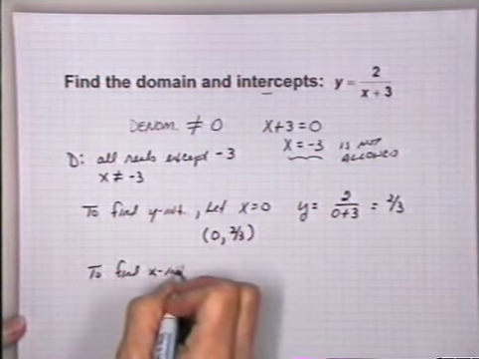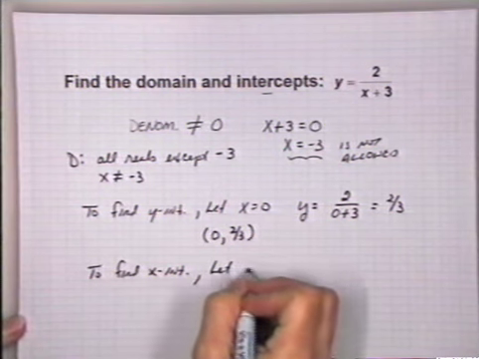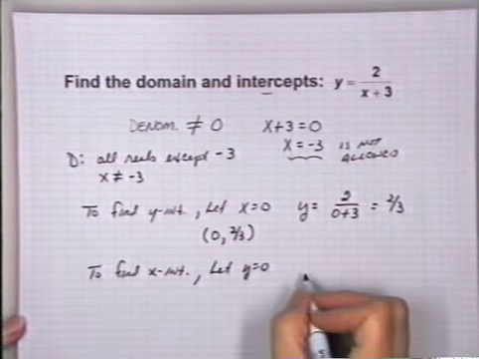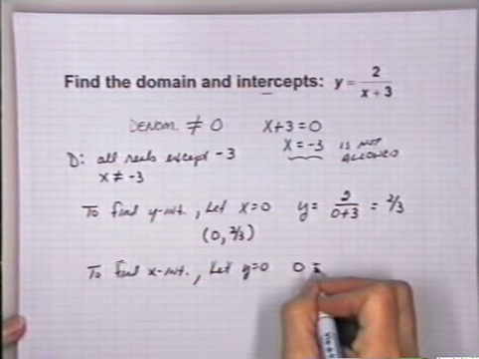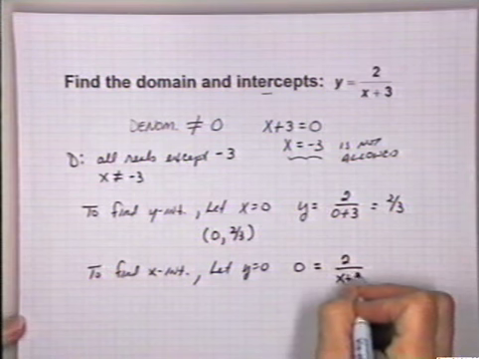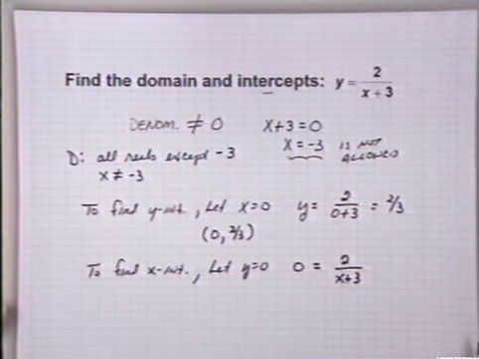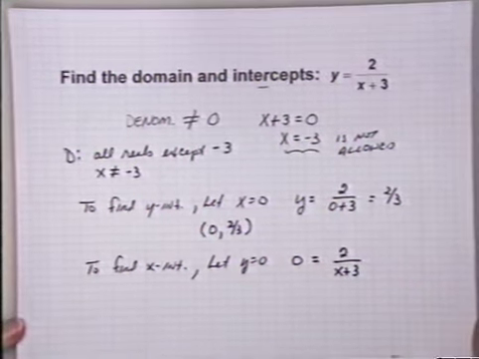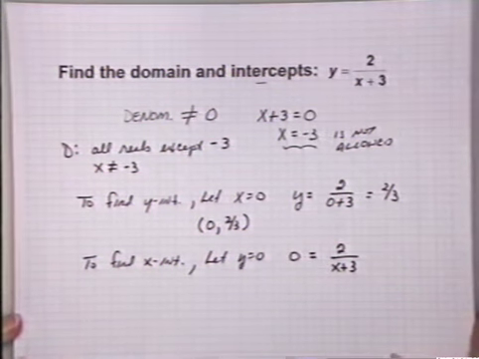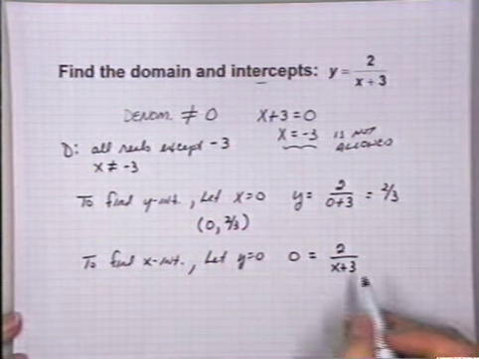To find the x-intercept, we let y equal 0. Now, let's take a look at our equation. If I let y equal 0, my equation will read 0 equals 2 over x plus 3. Now, I'm going to show you with this the long way, but then I'm going to shorten this and give you a quick way of determining this x-intercept.